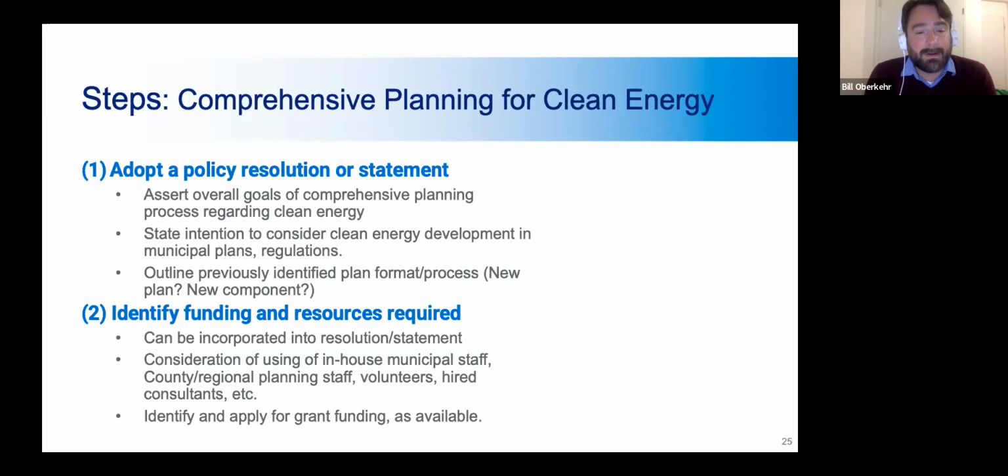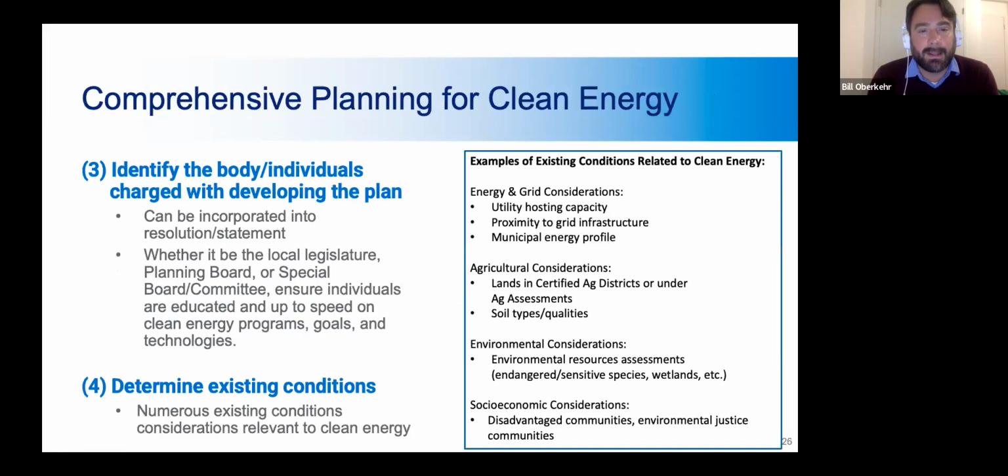We also want to consider the use of in-house municipal staff, county regional planning staff, volunteers, hired consultants. So who's going to do this, and what is it going to cost, both in terms of hours, in terms of money, time for procurements, if that's going to be part of this. We're going to identify that in the funding phase here in step two. And finally, we're going to identify and apply for grant funding as available. As I said, there's a pretty good list of that available funding in our comprehensive planning guide that was released in December of last year. I would urge folks to take a look.